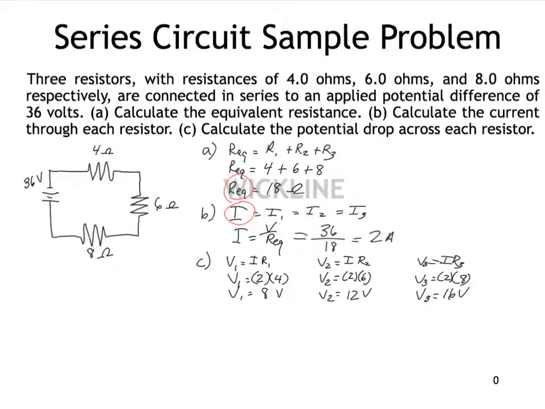So that's my final answer for everything, but there is a check you can do, which is that the voltage gained at the battery should be equal to the sum of the voltages lost at the resistors. So 36 volts was the voltage gained at the battery, and the voltage lost at each of the resistors was 8, 12, and 16. If you add all of those up, you do get 36, so our check goes through, and I think we can be sure that our answer is right.